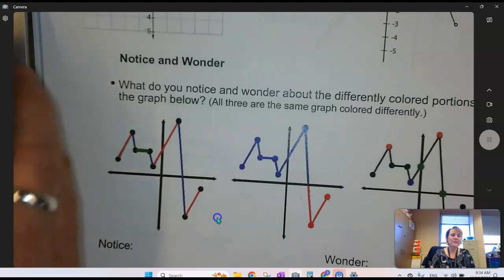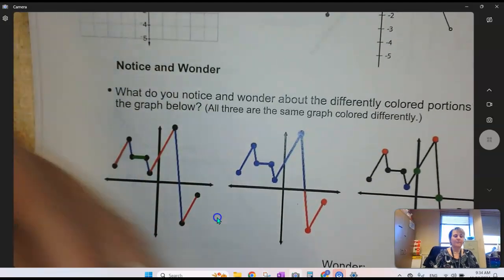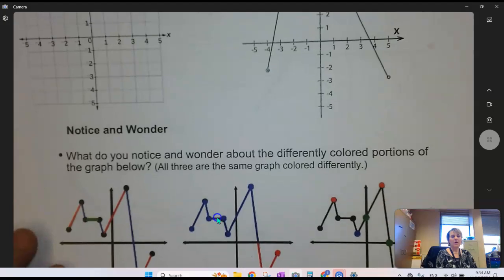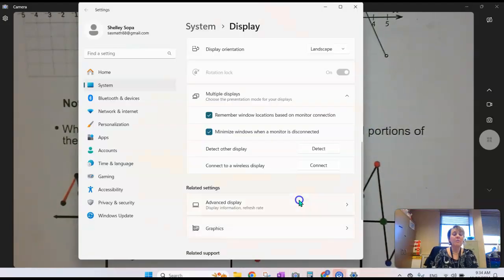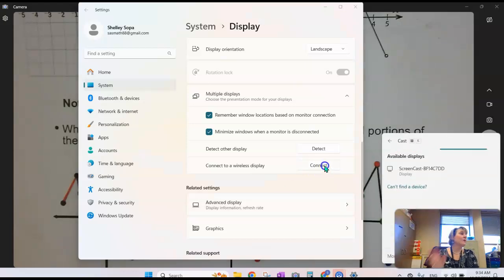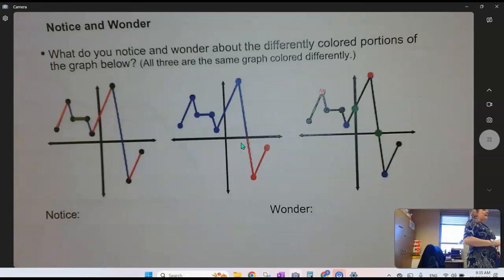Okay, so first of all, what do you notice and what do you wonder? And then I lost my projector. Okay, take a moment and see if you can write one thought about what do you notice and what do you wonder on that bottom part. Thinking about those graphs, they're different. The graph is the same, but the coloring is different, right? So that's kind of what you want to be thinking about.